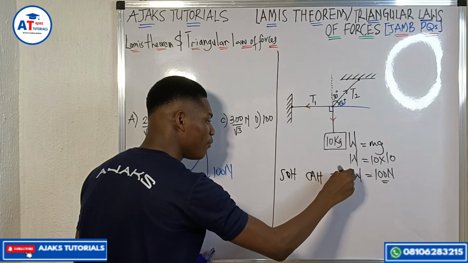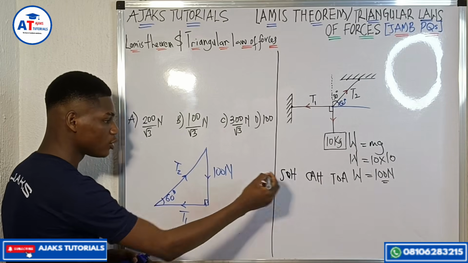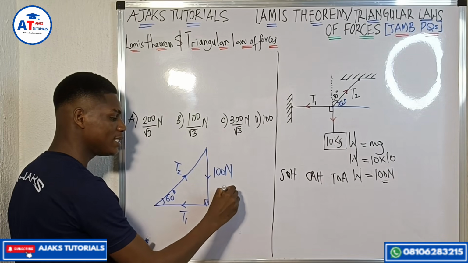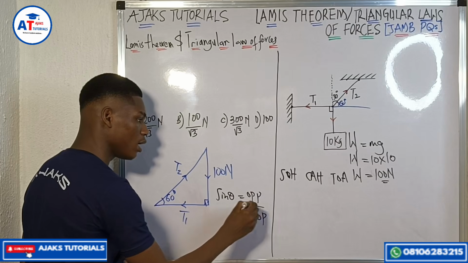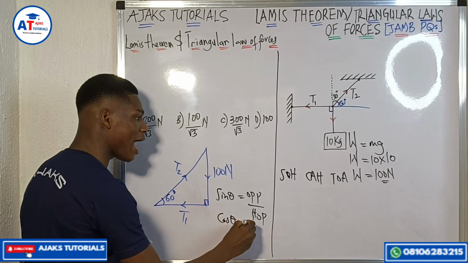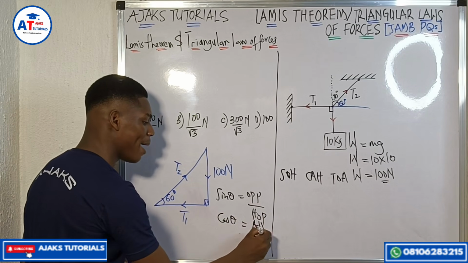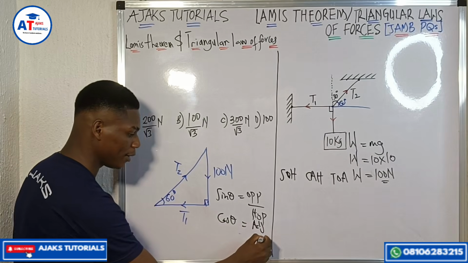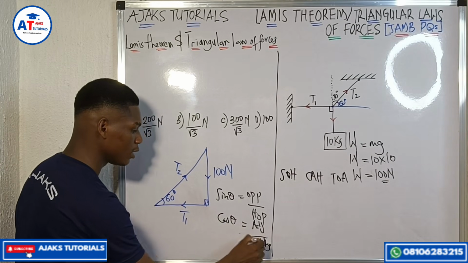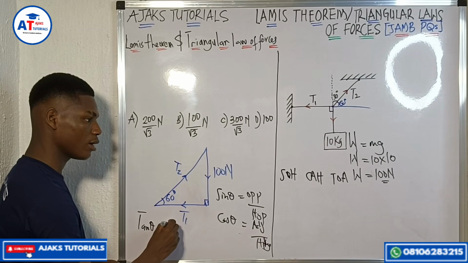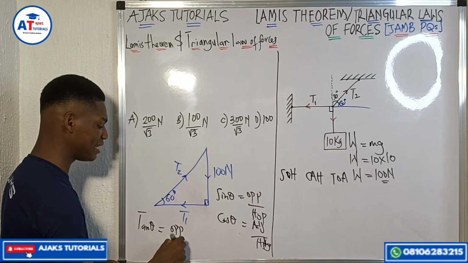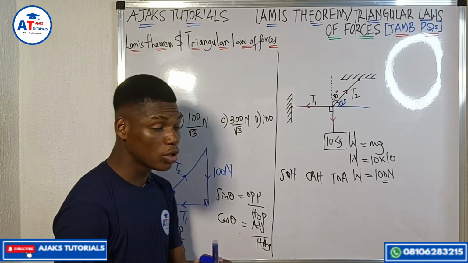Let me just help, so for some of us who don't know it. Sine theta is equal to opposite over hypotenuse. Cos theta is adjacent over hypotenuse. And tan theta. Tan theta is what? Opposite over adjacent.